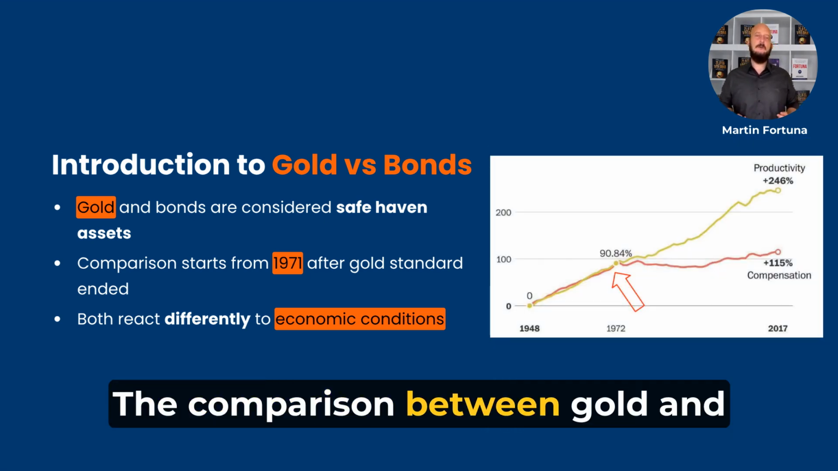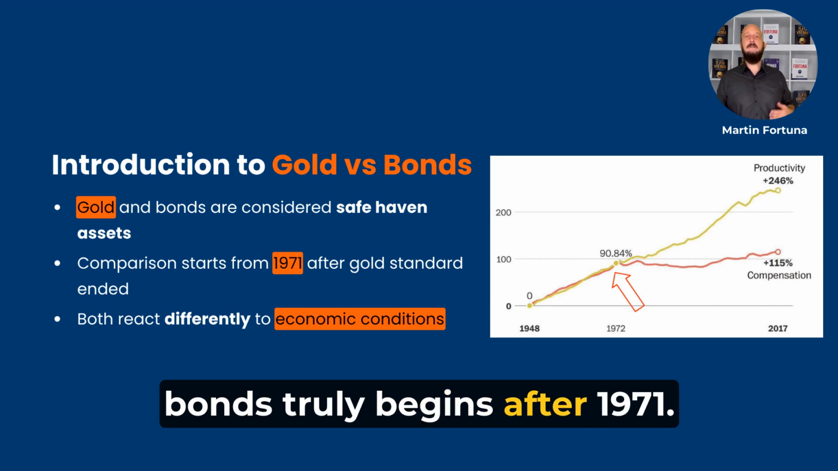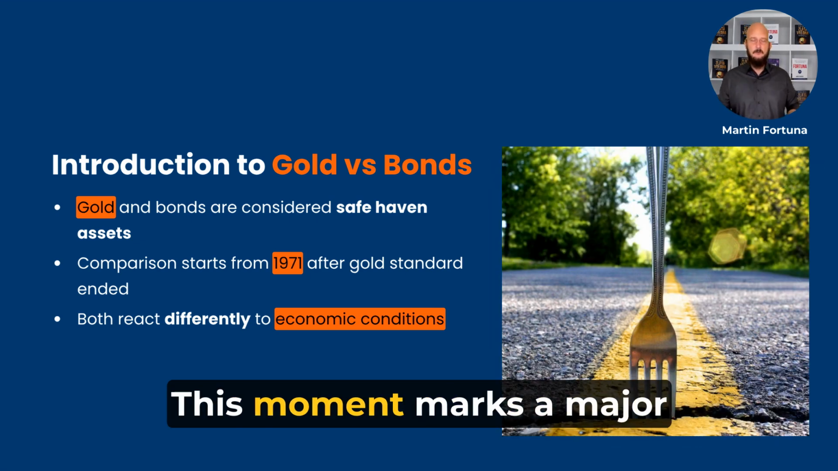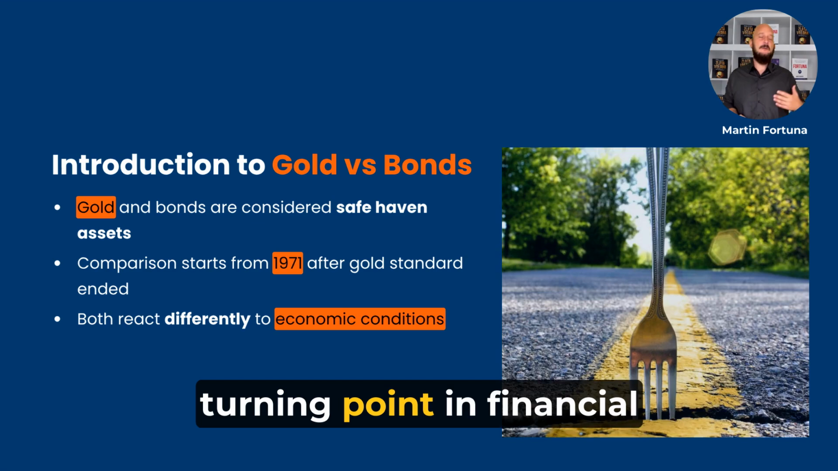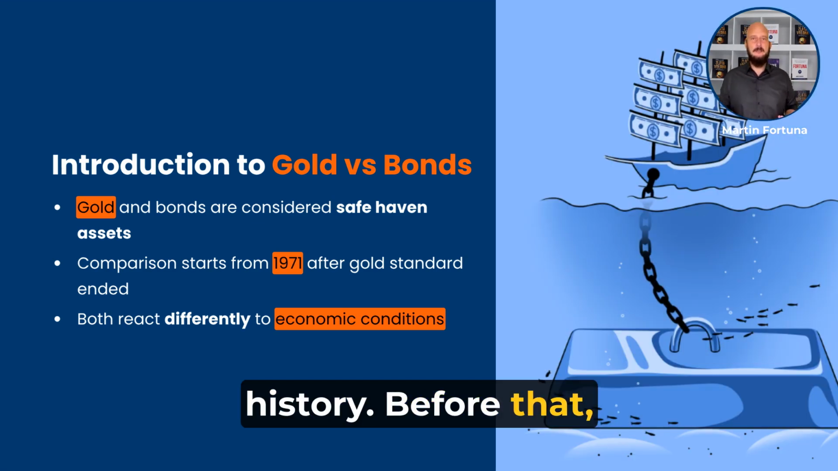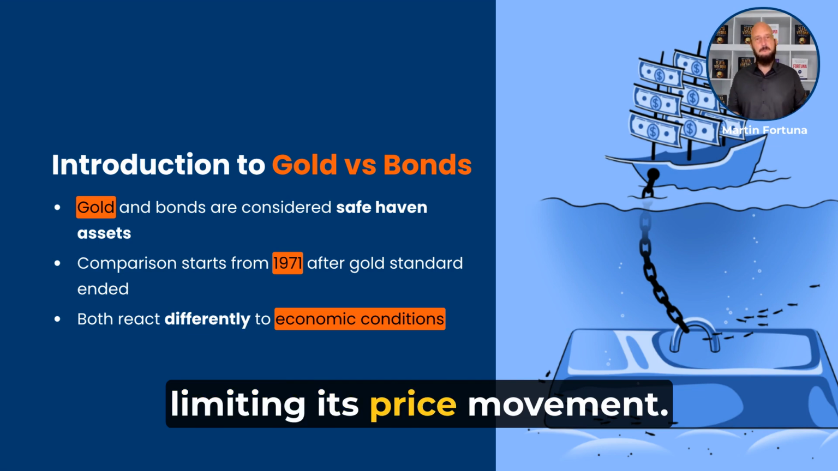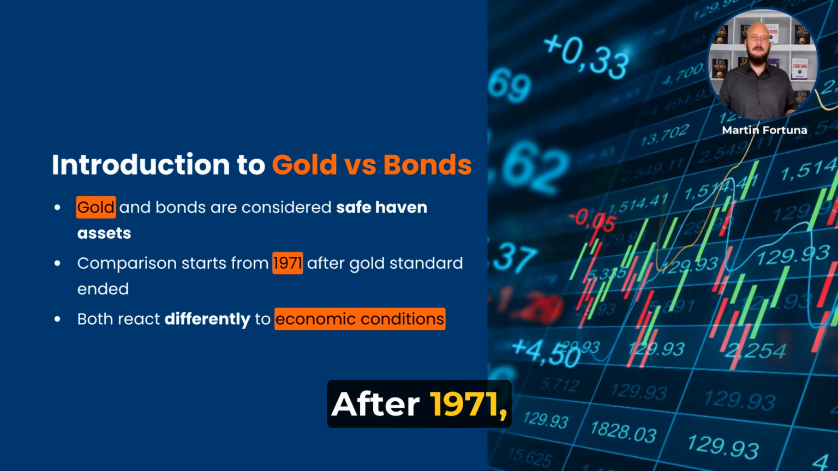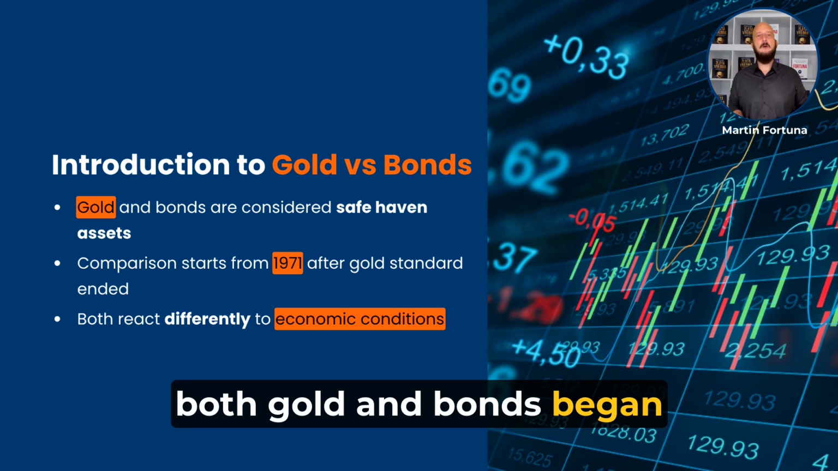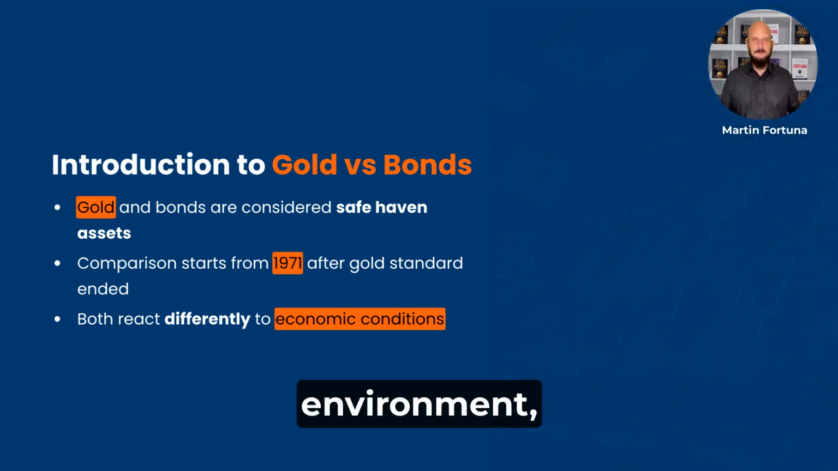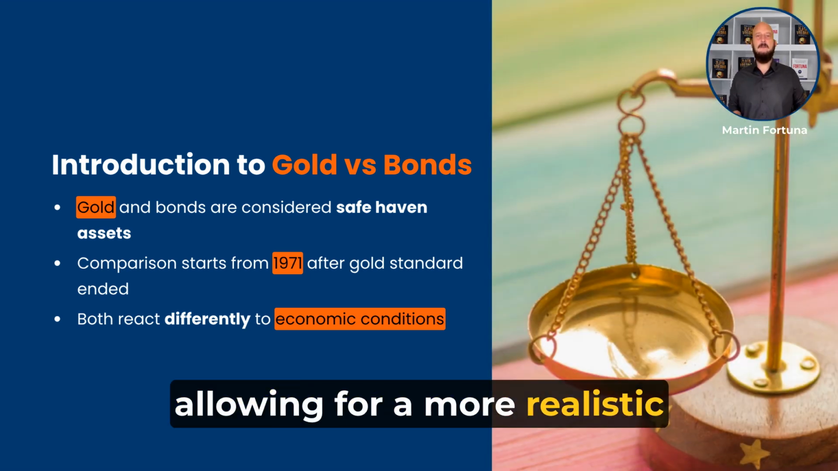The comparison between gold and bonds truly begins after 1971. This moment marks a major turning point in financial history. Before that, gold was directly tied to the US dollar, limiting its price movement. After 1971, both gold and bonds began operating in a free market environment, allowing for a more realistic comparison.